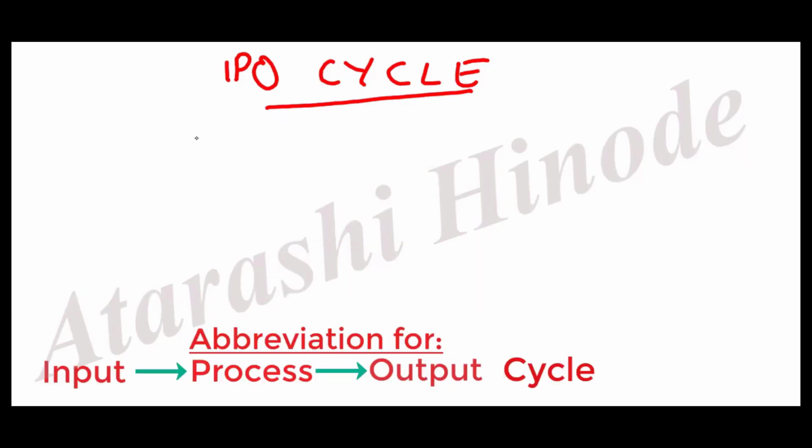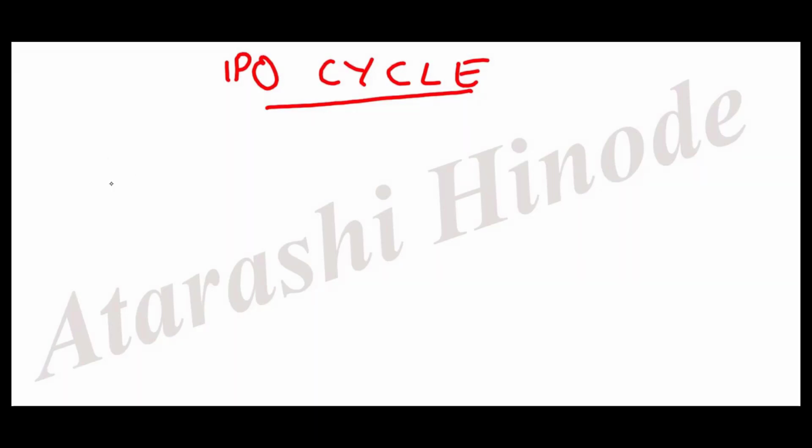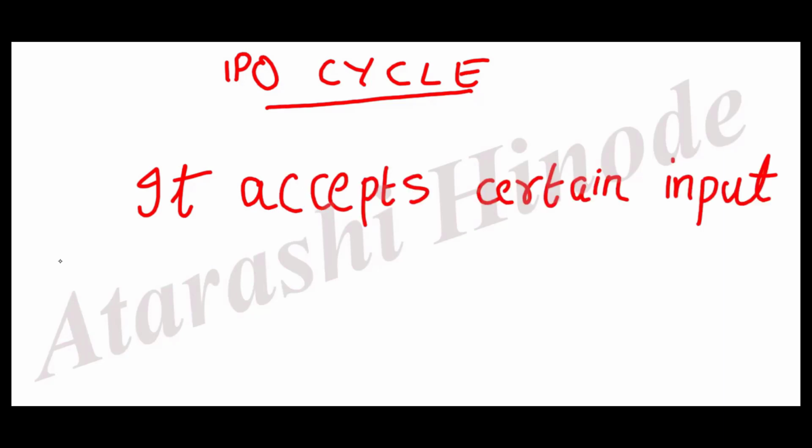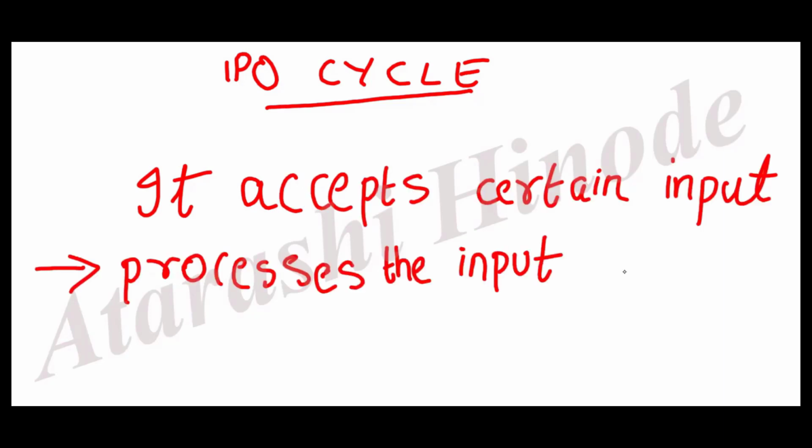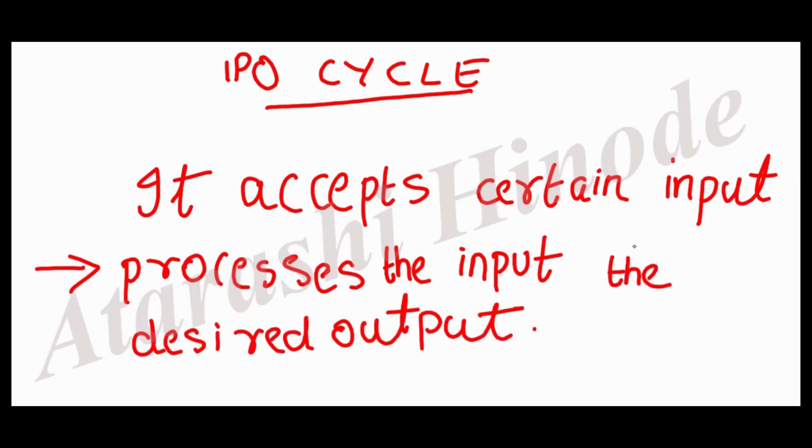Now let's go to our next topic, that is IPO cycle. IPO cycle is abbreviation for input process and output cycle. Every task which we assign to a computer follows an input, process and output cycle. It means that a computer takes a certain input, then processes that input, then it produces a desired output. This is meant by IPO cycle.